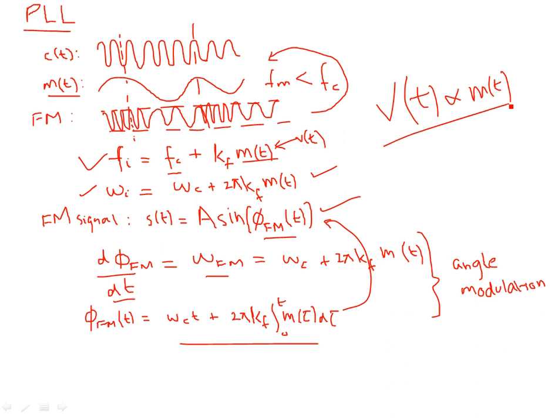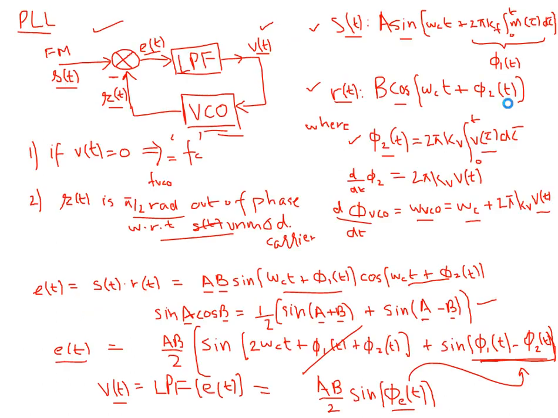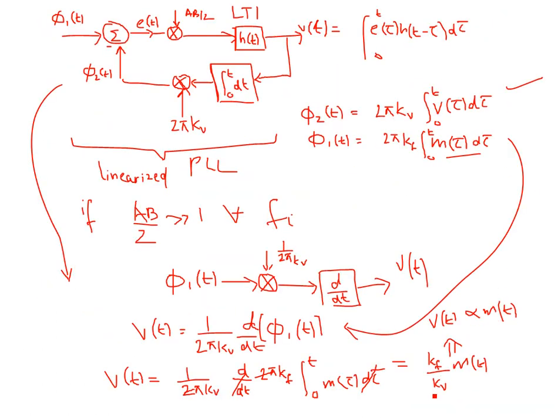There won't be any change in the spectrum. In fact, there will be just a multiplier, but no change in the spectrum. That multiplier is the ratio of kf and kV, the frequency sensitivity constants of the FM modulator and the local VCO, which is again an FM modulator. So I hope you have appreciated how the PLL works in demodulating the FM signal, provided that the open loop gain is much greater than 1 for all frequencies. That was the assumption.